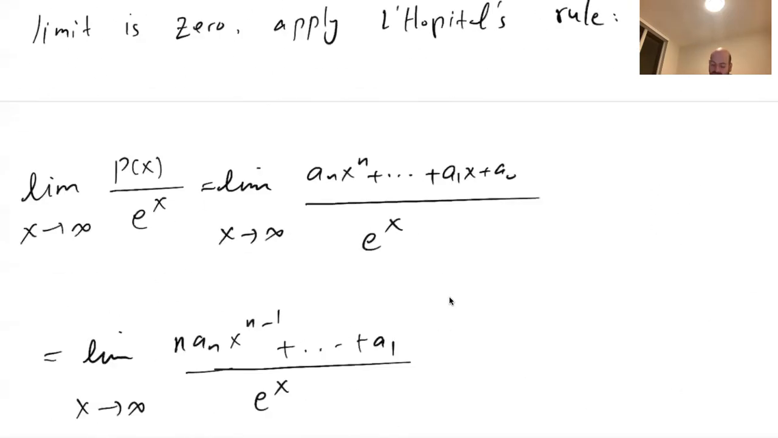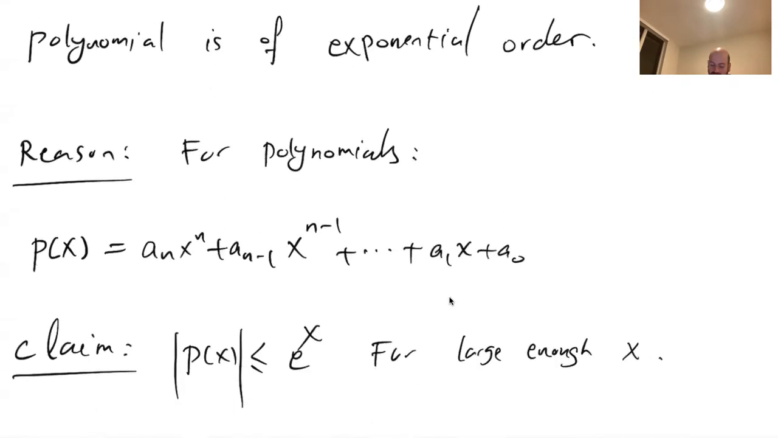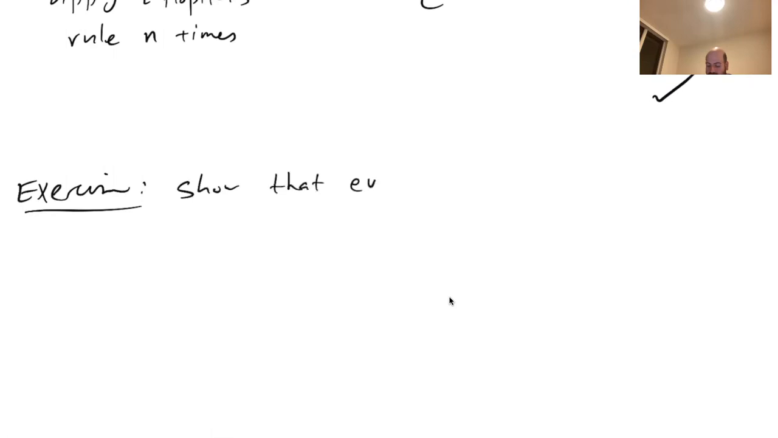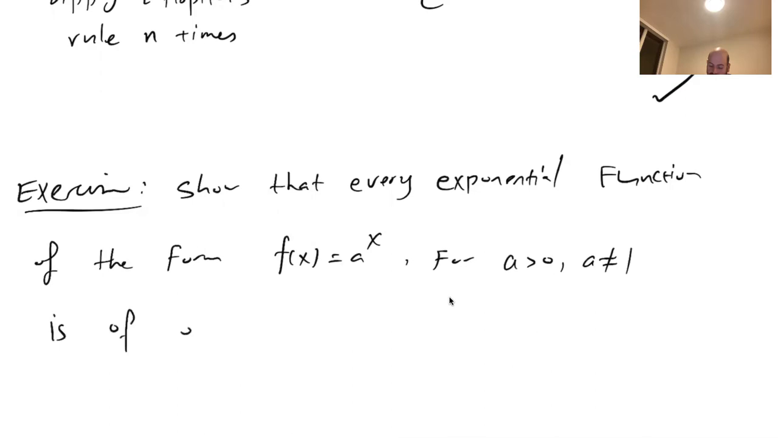So we showed that polynomials are of exponential order, meaning that the absolute value of a polynomial is less than e to the x for large enough x. Now, this is the proof of polynomials being functions of exponential order. We can also prove that exponential functions are of exponential order. Let me leave that part as an exercise. Show that every exponential function of the form f of x equals a to the power x, for a bigger than 0, a not equal to 1, is of exponential order.